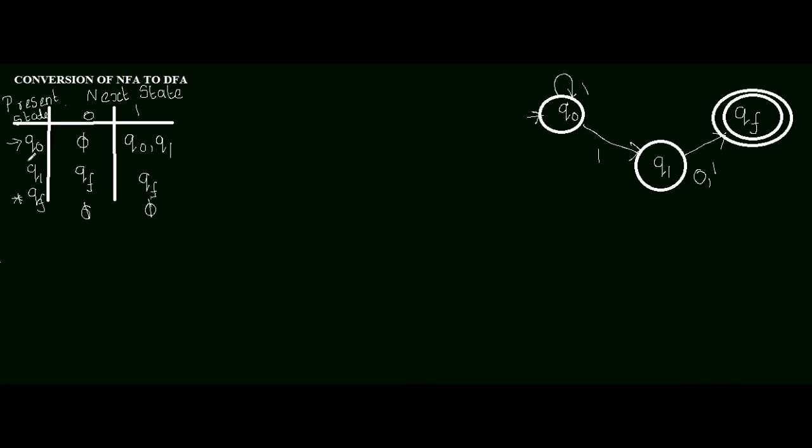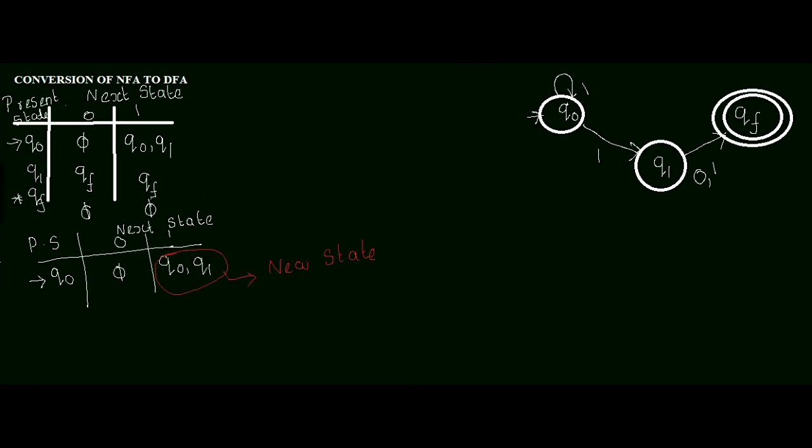We are going to check the first row of this table. I am going to rewrite this again over here. Now check, is there any new state in this next state part? One is empty, another one we have Q0, Q1. But we have one state that is Q0, Q1, and this is new. So I am going to make this new state the present state. So it is Q0, Q1. So I am going to write union of Q0 and Q1.